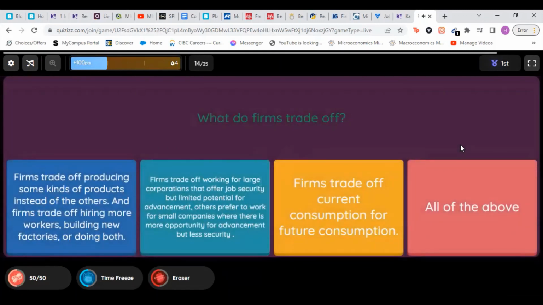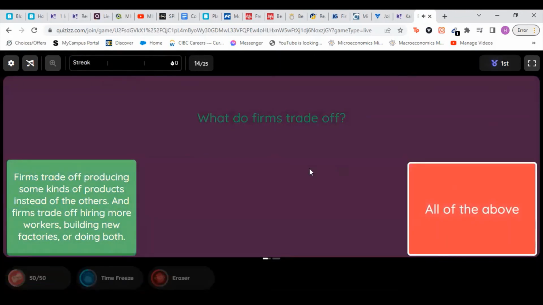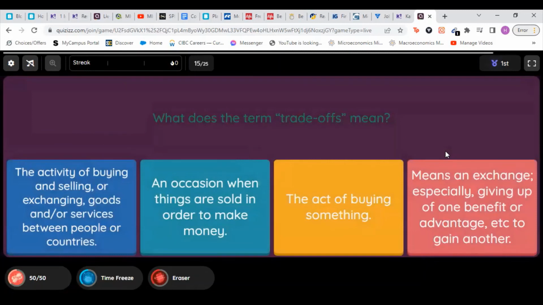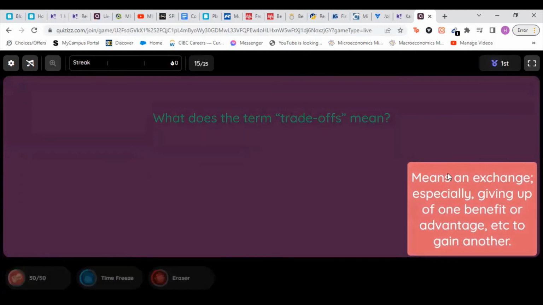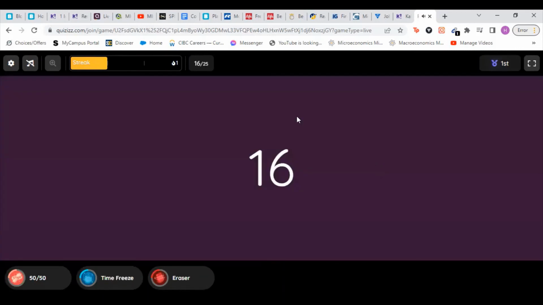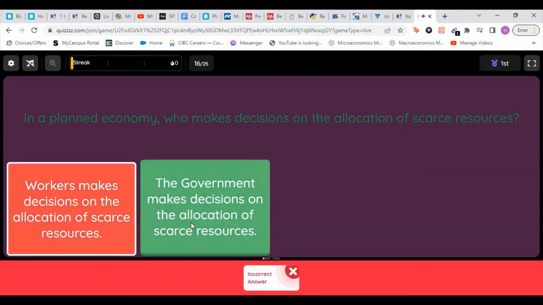Then what do firms trade off? All of the above. Oh yes. And what does the term trade-offs mean? The last option. Excellent, great job. And in a planned economy, who makes decisions on the allocation of scarce resources? The government. Yeah, excellent.